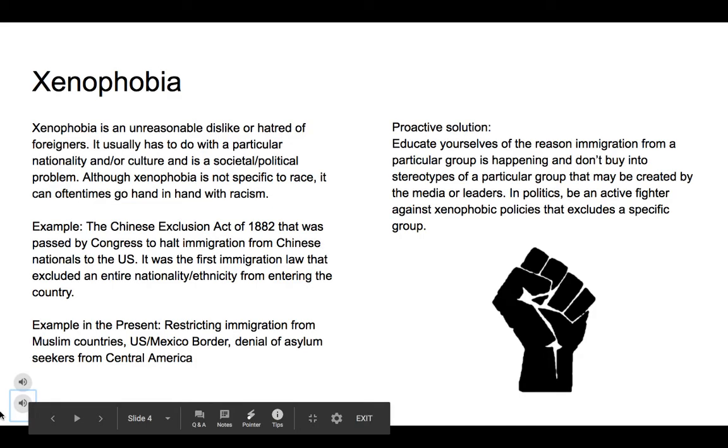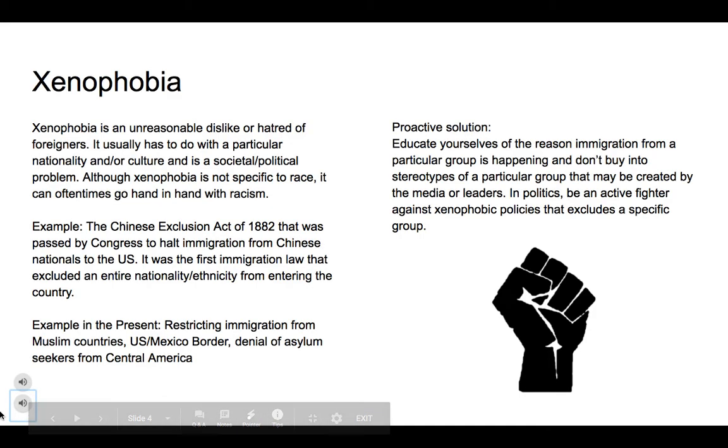In this section, we'll be talking about xenophobia. So, xenophobia is an unreasonable dislike or hatred of foreigners. It usually has to do with a particular nationality and/or culture, and is also usually a bigger societal and/or political problem. And although xenophobia is not specific to race, it can oftentimes go hand in hand with racism. So that is why we have decided to include this in this segment.